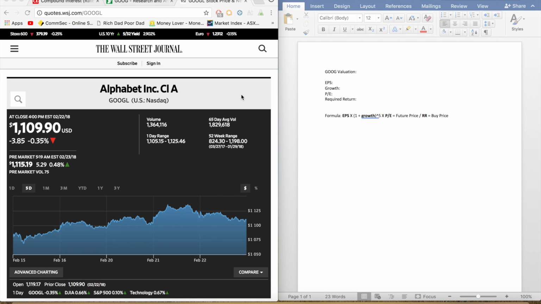Okay guys, so we're over to my computer now for the live example. As you can see on the right, I've just written up what sort of numbers we're going to be looking for, the 4 numbers that we need, and then the formula below it.